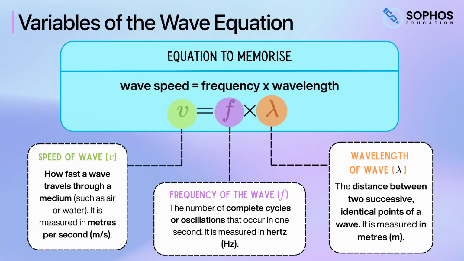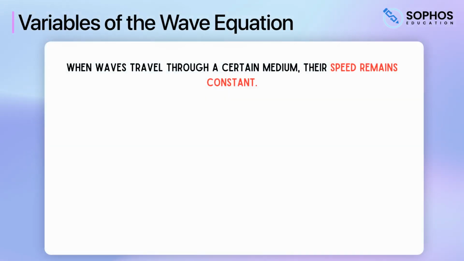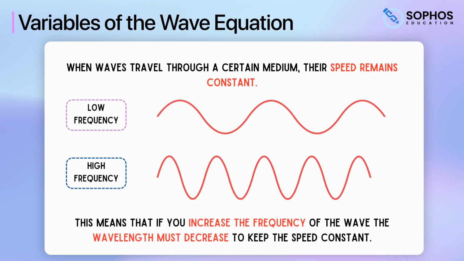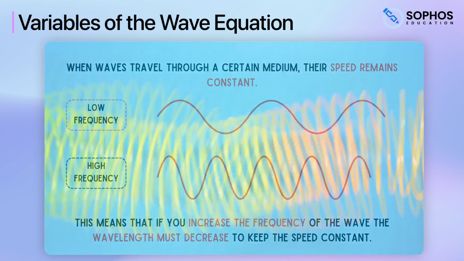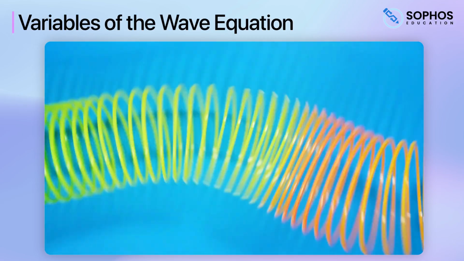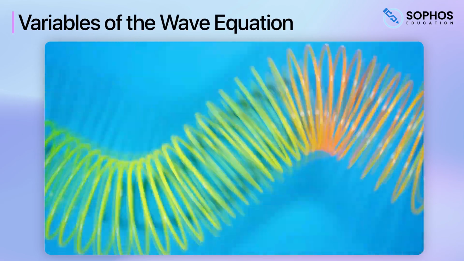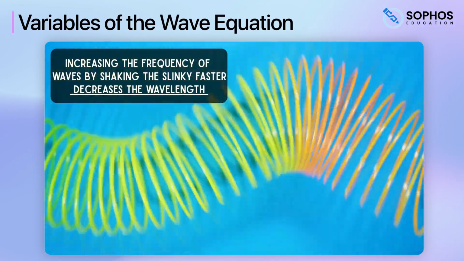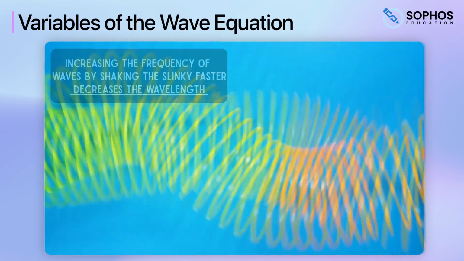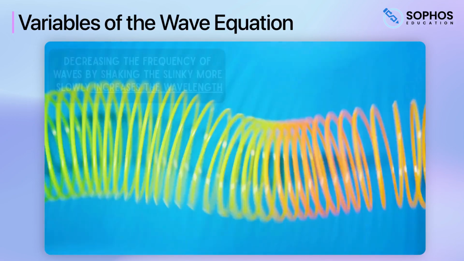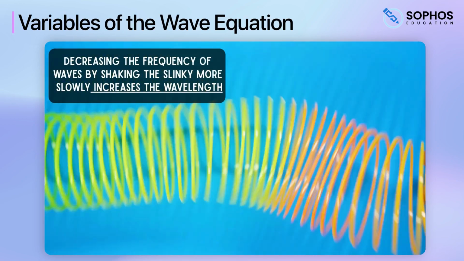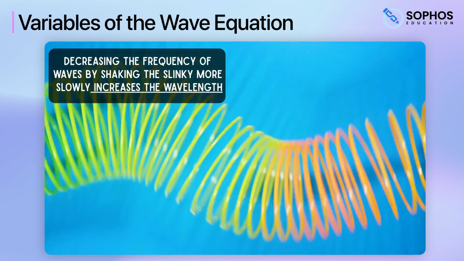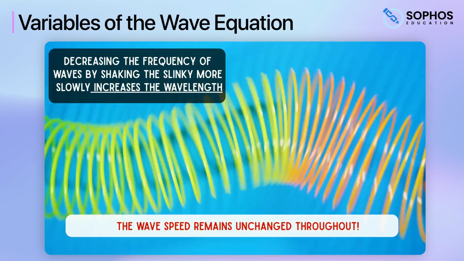Let's think about what this equation means. When waves travel through a certain medium, their speed remains constant. This means that if you increase the frequency, the wavelength must decrease to keep the speed constant. For example, if you have a slinky stretched out and you shake one end faster, producing more waves per second and an increased frequency, you'll notice that the distance between the waves shortens and there is a decreased wavelength. Conversely, if you shake the slinky more slowly at a lower frequency, the distance between waves increases, lengthening the wavelength. The wave speed remains unchanged throughout.